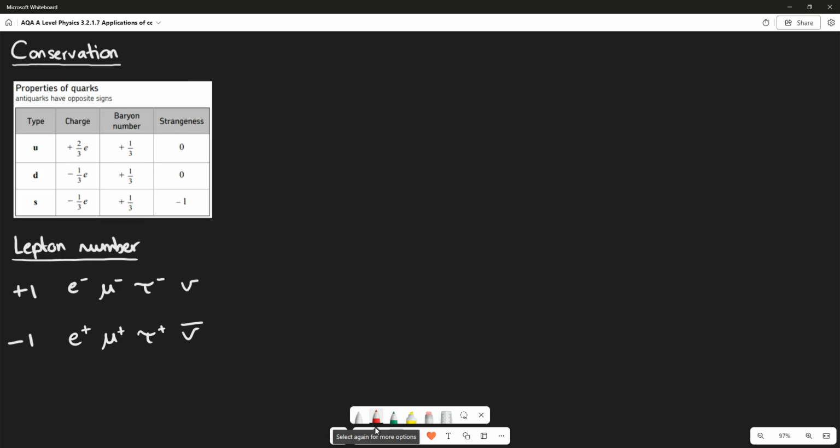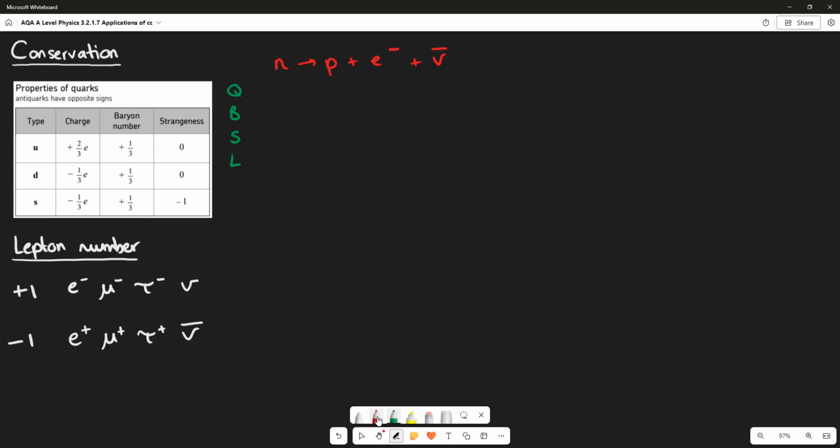So first of all, we're going to study a couple that we are familiar with, that we've studied lots of times before, and that we know occur in nature. We're going to have a look first at beta minus decay, and then beta plus decay, and then we'll have a look at a few others. Okay, so beta minus decay. We have a neutron decaying into a proton, an electron and an antineutrino. We're going to be studying what happens to the charge, the baryon number, the strangeness, and the lepton number.